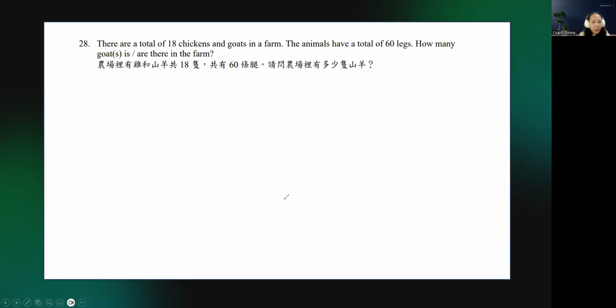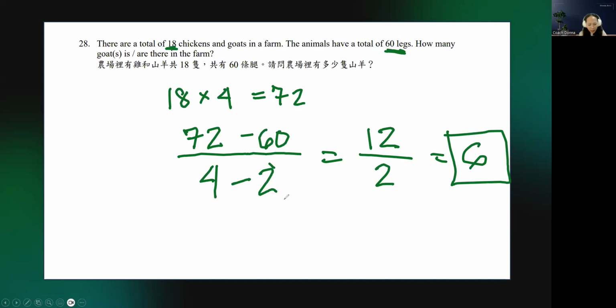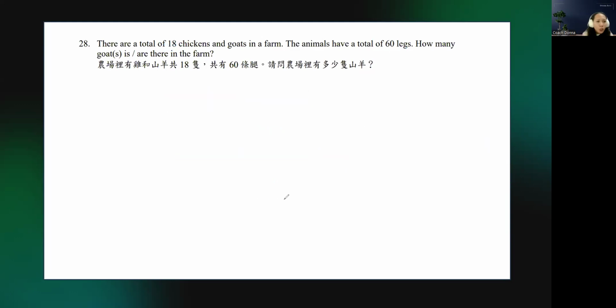We start with the number of legs. Okay, 60, 18 times 2, that is 36. My bad. Let me correct this one. You have 60 legs in total. Just subtract it directly with 18 times 2. 18 times 2 is 36.